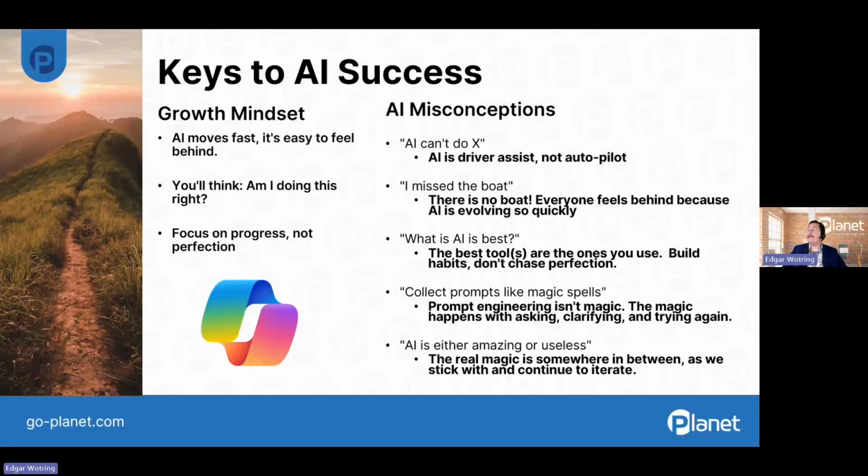As we're noting here on our misconceptions on the right, there is no boat. We all feel like we're always just trying to catch up to the types of things that AI provides us. AI can do a lot of amazing things, but that real magic is somewhere in between what some people would say is useless, which I'm not sure I feel that way, or entirely amazing. AI can do some really incredible things for us, but like so many things in life, practice is what's going to enable us to become familiar with what Copilot can do for us and help us actualize the goals that we're seeking as we use Copilot.